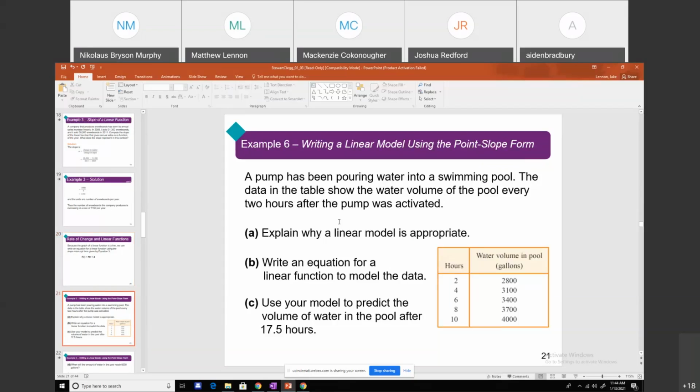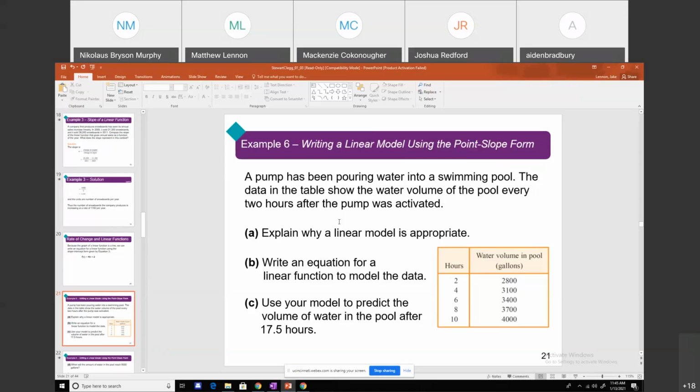So in this one, we've got a bunch of data, and they want to explain why a linear model is appropriate. Well, we just need to determine if there is a constant rate of change here. And I'm looking at the data. I'm noticing that the y value, the water in the pool, is going up by 300 every 2 hours. So that is my slope right there, 300 divided by 2. So that is telling me my slope. It's always constant over every period of time I see in that data. That's why a linear model is appropriate.